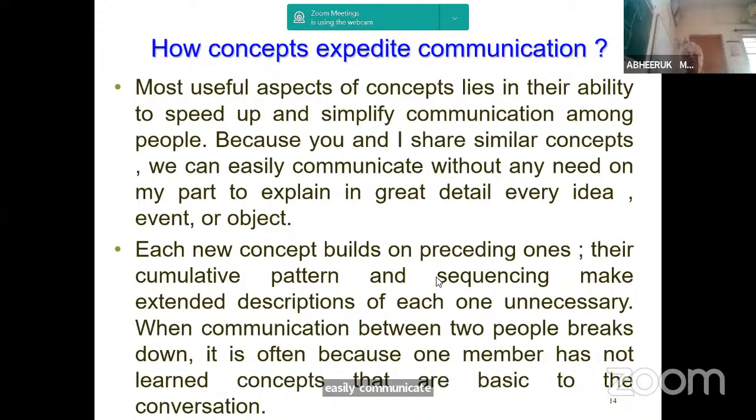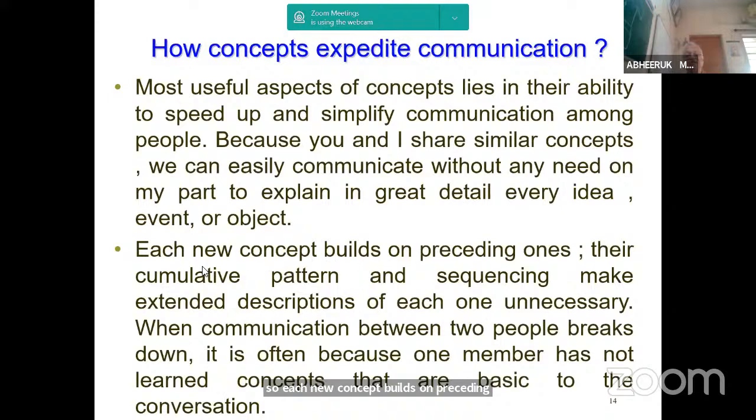Each new concept builds on the preceding one. In your class, you are doing that. Whatever concepts are taught today, next you teach some concepts which are dependent on them. That's why in the next class you recall, or sometimes you ask the students, can you tell the definition of the earlier concepts which were taught, the simpler, basic concepts? Then you go to the advanced concepts. So each new concept builds on preceding ones.